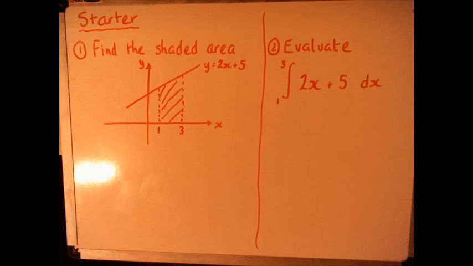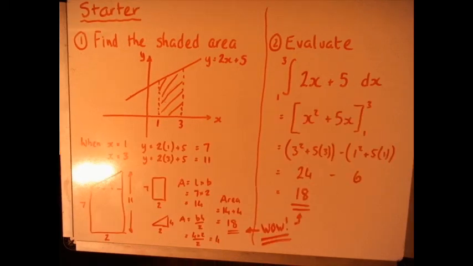Okay, so solutions to the starters. First one, trickiest bit was probably we needed the heights for our rectangle and triangle. We can get that by substituting the x value in. We get the two y values at the appropriate points. We can then use that to break the shape down. We should have got the rectangle to be 14, we should have got the triangle to be 4, and that gives me a total area of 18.